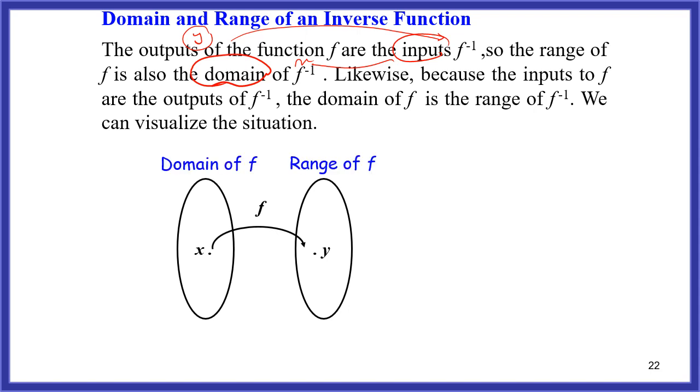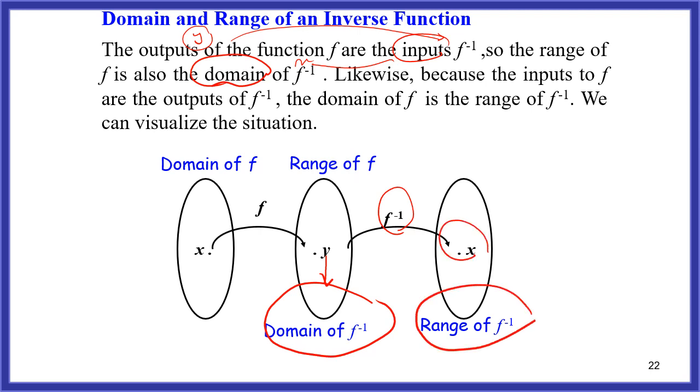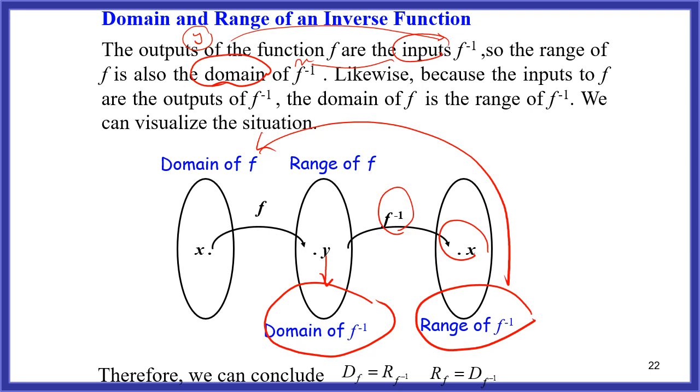We can visualize the situation. This is the domain of f, the range of f. And then, after we map back to x by using the f inverse, this y, the range of f, will be the domain of f inverse, and this x will be the range of f inverse, which is the domain of f. Therefore, we conclude that the domain of f is the range of f inverse, and the range of f is the domain of f inverse.